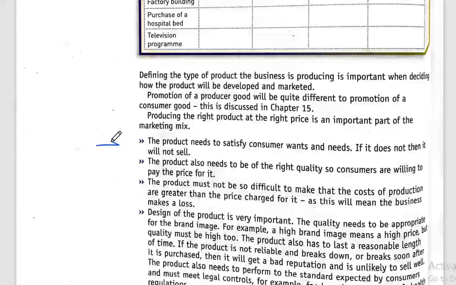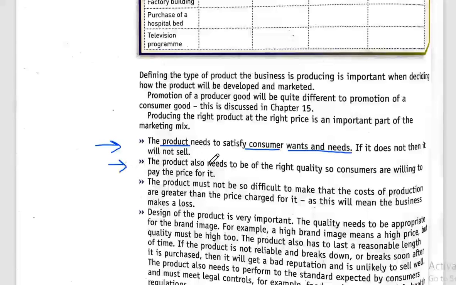So over here, there are points that we must pay attention to. Let's read them together. The product needs to satisfy consumer wants and needs. If it does not, then it will not sell. So whether I'm selling to a consumer or to a business, if this product doesn't satisfy the wants and needs, I will not be able to sell it.